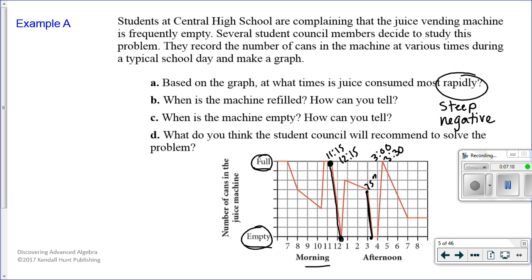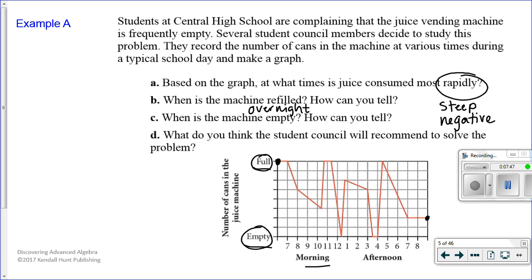All right, let's take a look at the next question. When is the machine refilled? We're looking from empty to full. It makes sense that we would say, here's nighttime, and then in the morning, that machine is full again. So it looks like it's filled overnight.